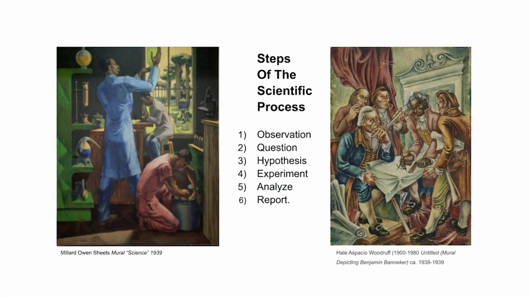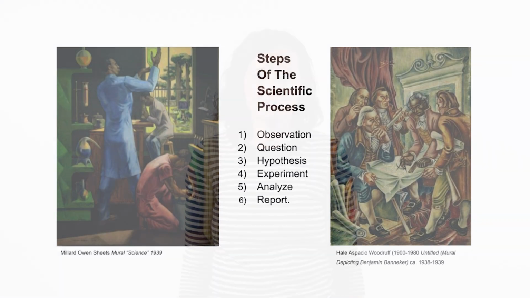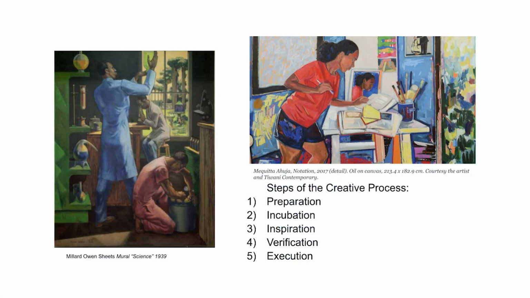Scientists approach their work using the steps of the scientific process: observation, question, hypothesis, experiment, analysis, and report. Artists also approach their work using a process called the creative process. The steps of the creative process are preparation, incubation, inspiration, verification, and execution.